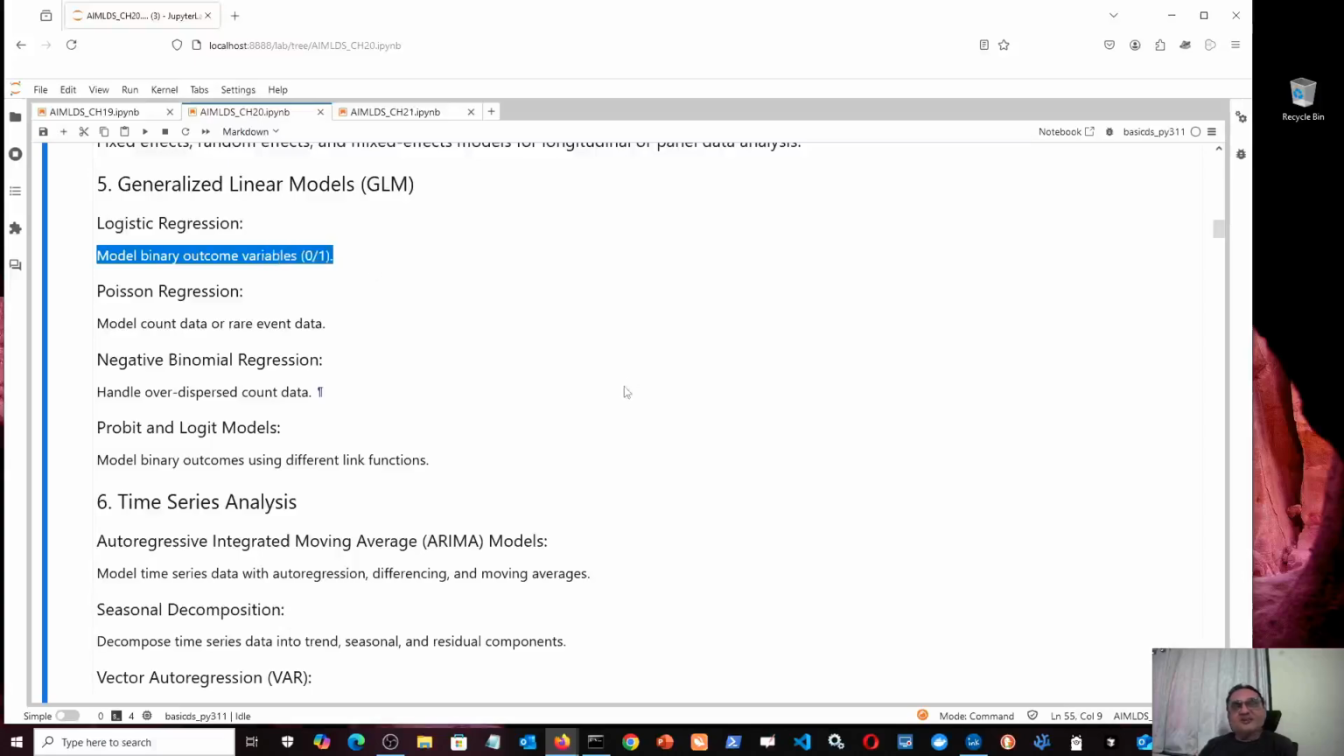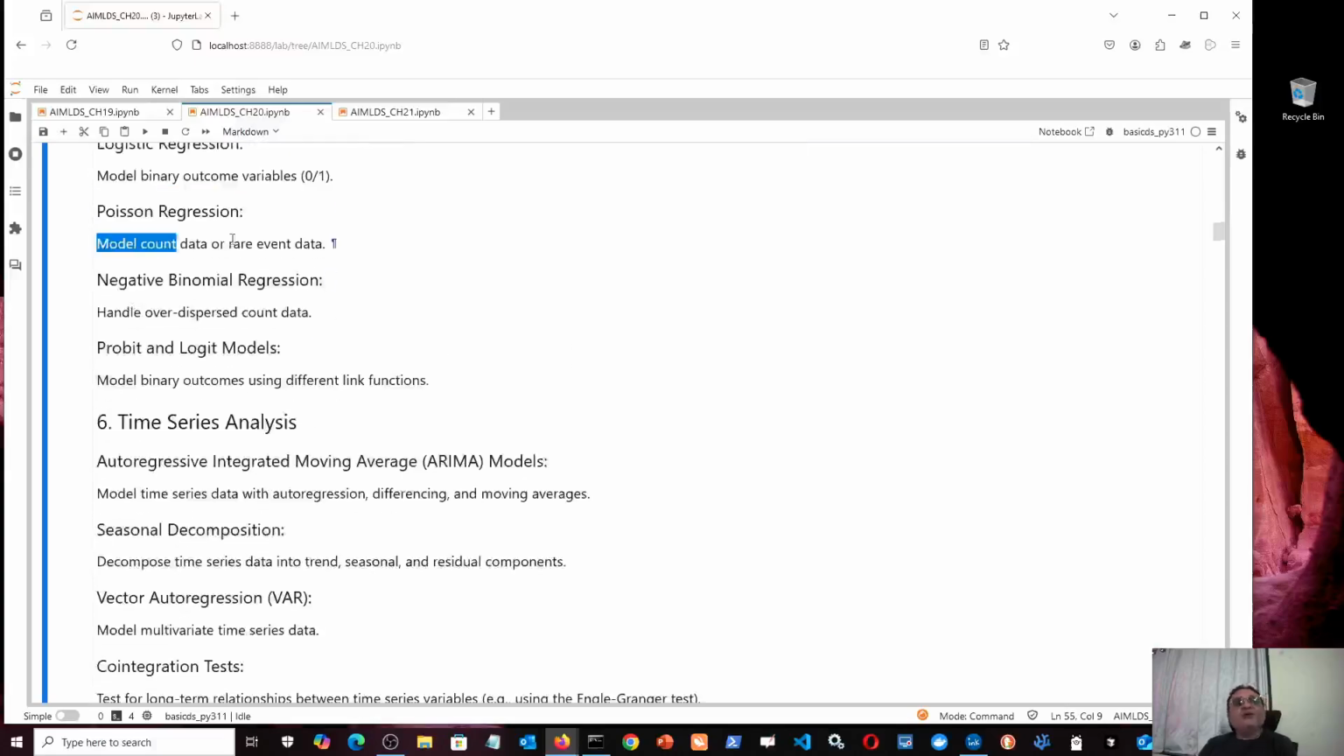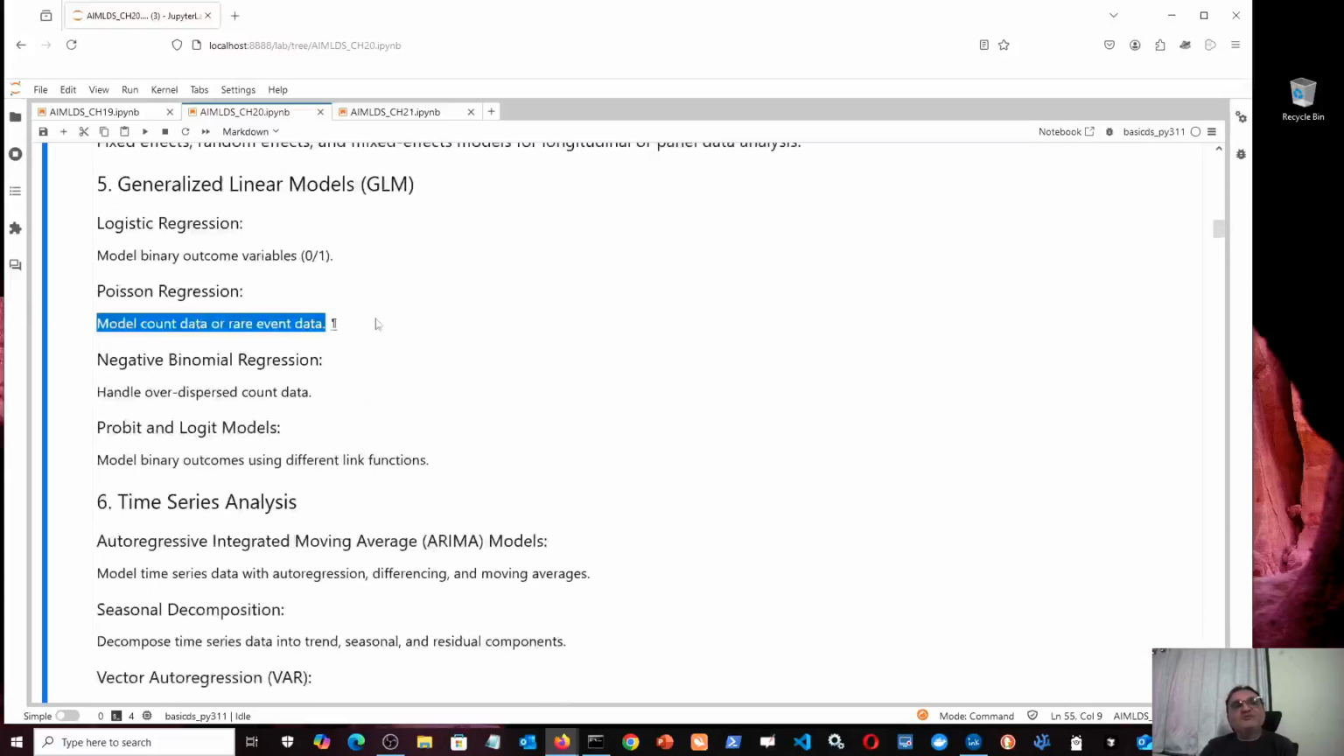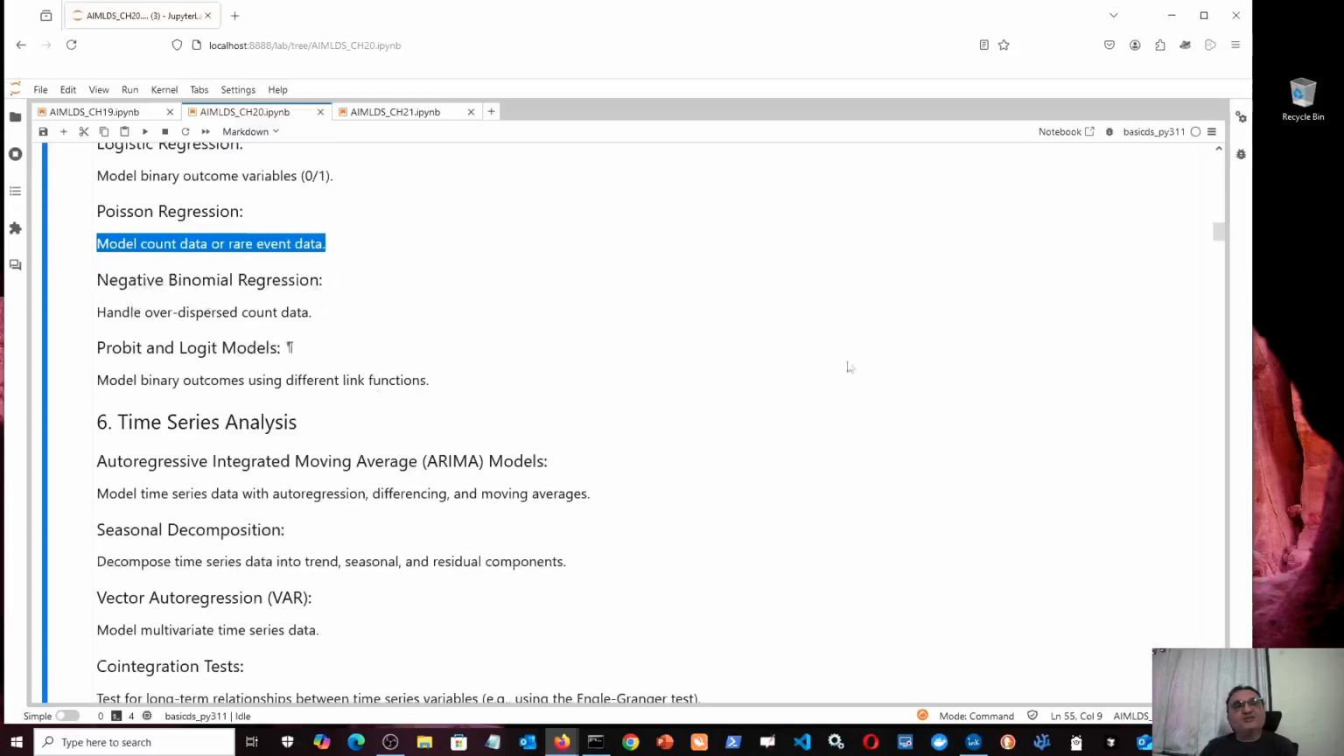Logistic regression, I told some examples: customer will churn or not, employee will churn or not, whether the patient has diabetes or not, whether the patient has cancer or not, etc. While Poisson is used for count data or rare event data. For example, how many customers will walk into the restaurant on any random day, or how many technical support calls will come to the call center on any random day. If you want to model that behavior, then you can use Poisson regression.